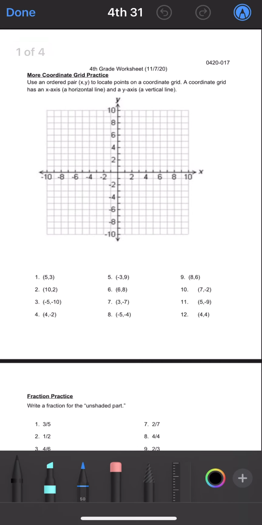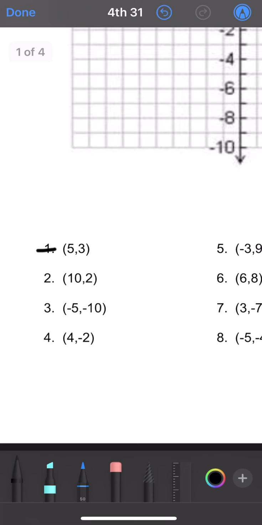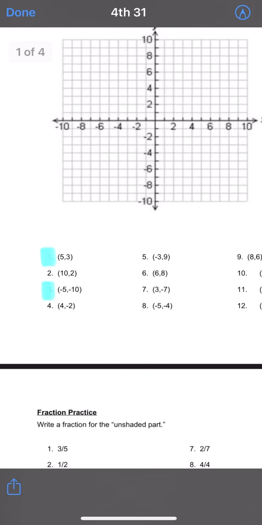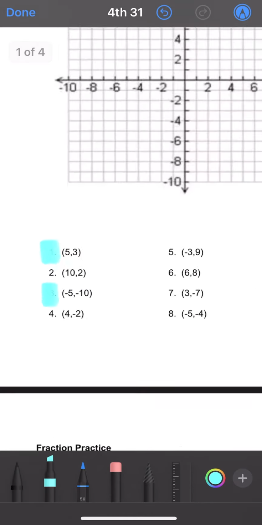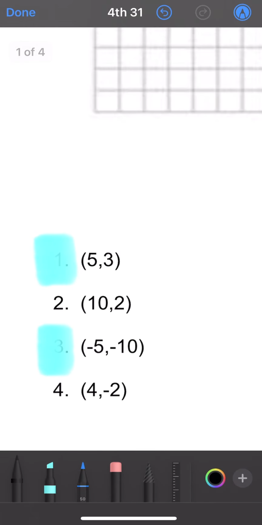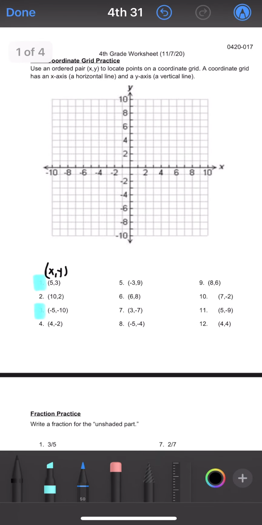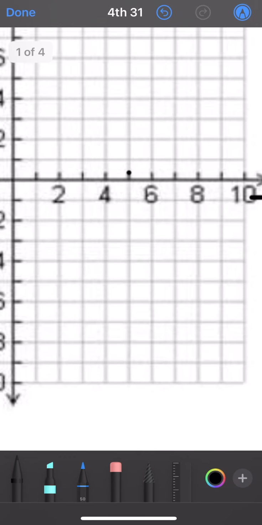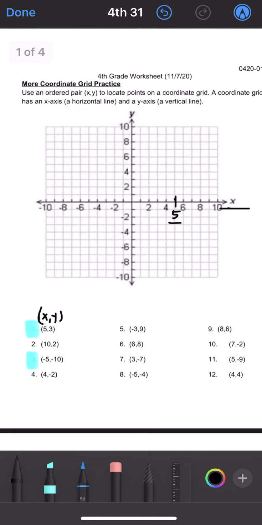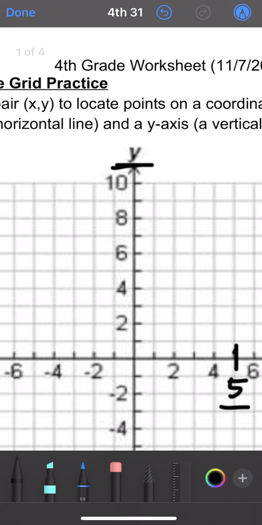So starting with number 1, we'll be doing (5, 3), and we'll do number 3 as well. So here we can see that this is our x point and this is our y point. So we're going to look for the number 5 on our x, which is right here. And we know that 5 is right here. And then we'll be looking at 3 for the y-axis. And 3 is right here.